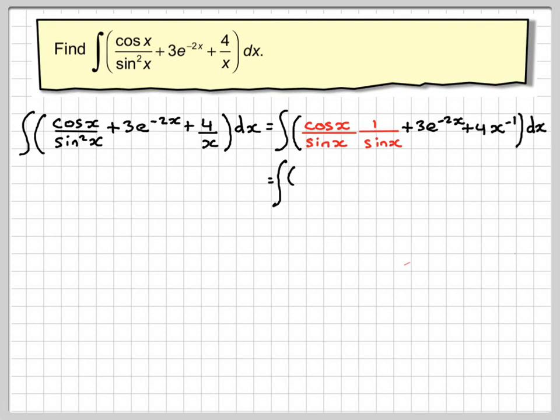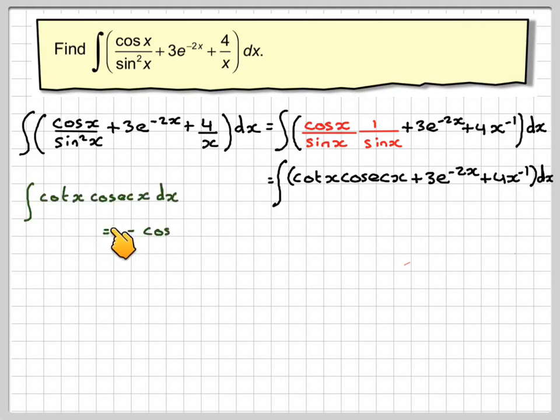Now cos x over sine x becomes cot x. 1 over sine x is equal to cosec x, and therefore we get plus 3e to the minus 2x plus 4x to the minus 1 dx. So we're now at the process where we can actually integrate this function.